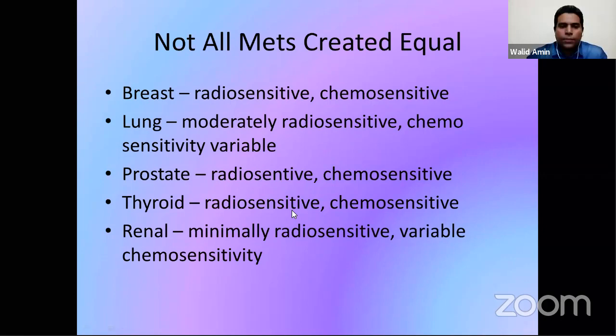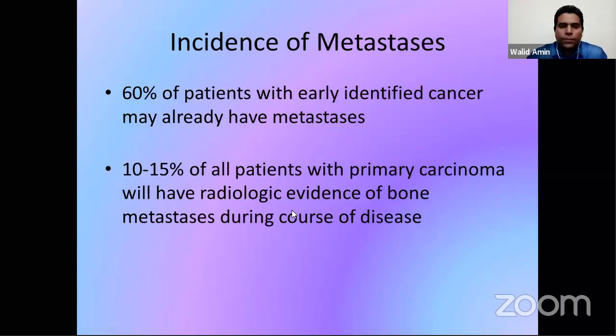Regarding the incidence of metastasis, 60% of patients with early identified cancer may already have metastasis. 10 to 15% of all patients with primary carcinoma will have radiologic evidence of bone metastasis during the course of the disease. This shows the most common primary sites for the incidence of metastasis. As we can see here, the breast is most common, then the prostate, and Hodgkin lymphoma.